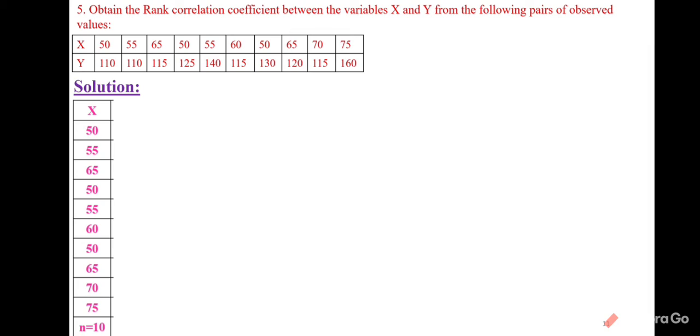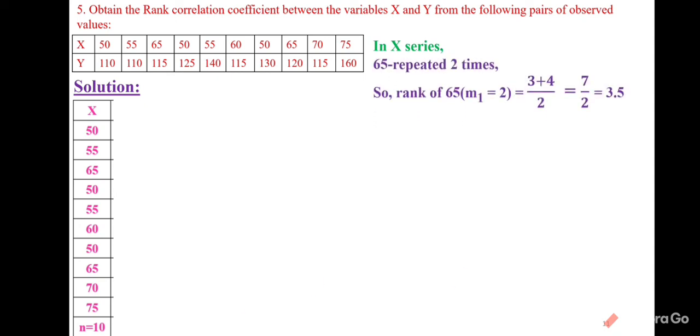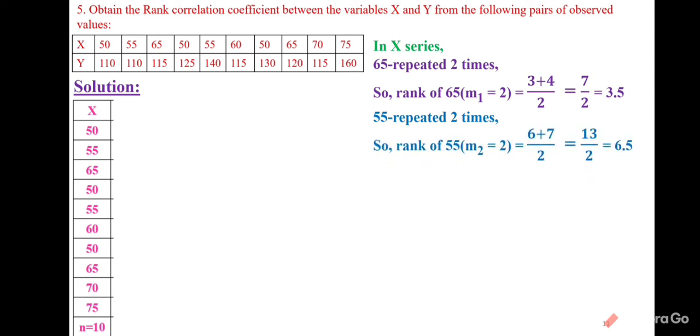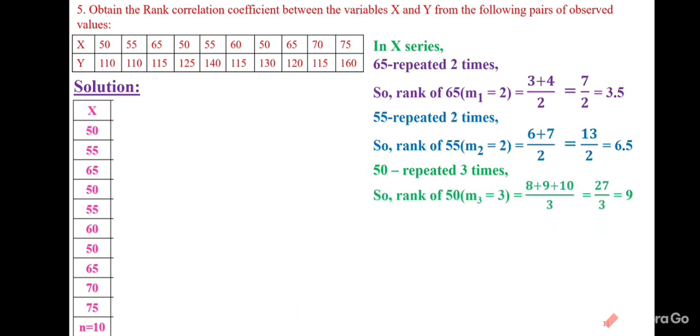Here again repeated values will be explained. What is the highest value? We can see in the X series, 65 two times. What is the rank? 3 and 4 are there. 55 also is repeated 2 times. So how will the rank be taken for repeated values? Now I will explain it here. Here 3 numbers are repeated, 8, 9, 10.